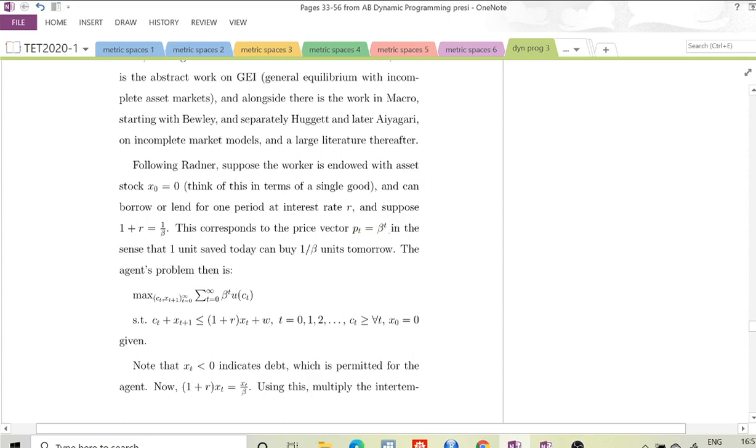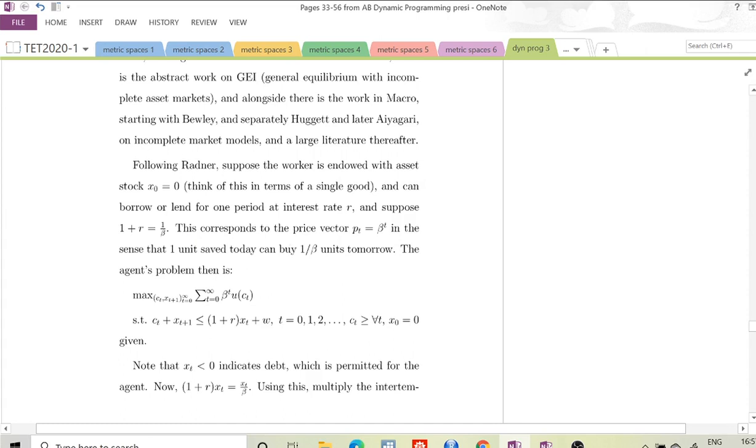Right? Because in both cases, with 1 unit saved today, I can buy 1 by beta units tomorrow. Okay, so here the price is 1 today of the single unit and it drops to beta tomorrow here. So I can buy 1 by beta tomorrow. Here, with 1 unit saved today, if I lend that and I get an interest rate according to this formula, then tomorrow I'll have 1 by beta units and I can buy 1 by beta units tomorrow, right?